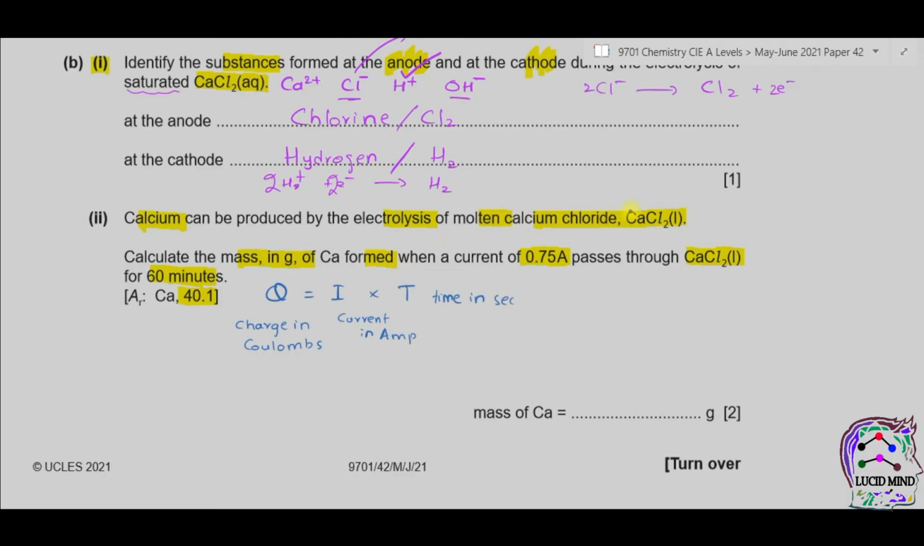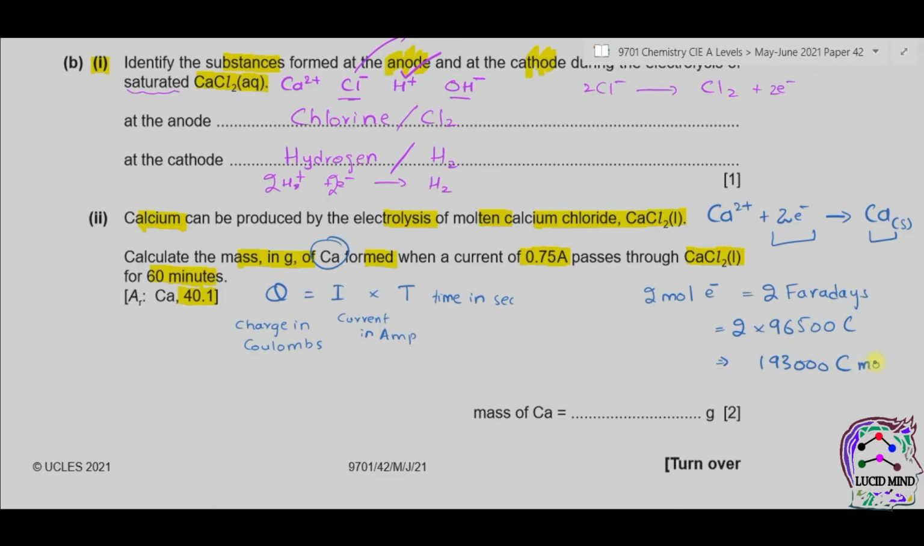Now it is the electrolysis of molten calcium chloride and they have asked about the mass in grams of calcium formed. In calcium chloride, Ca2 positive ions are present. It will gain 2 moles of electrons and will be deposited in the form of calcium. So from this equation we can see that 2 moles of electrons are needed to deposit 1 mole of calcium. So 2 moles of electrons means 2 Faradays of charge. As the value of Faraday is 96,500 coulombs, it will be 2 into 96,500 coulombs, and this comes equal to 193,000 coulombs per mole. So this charge is required to deposit 1 mole of calcium.